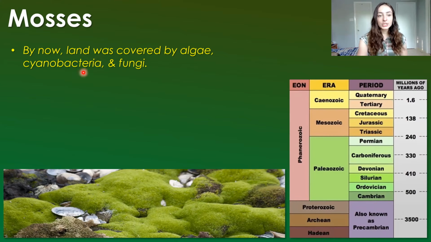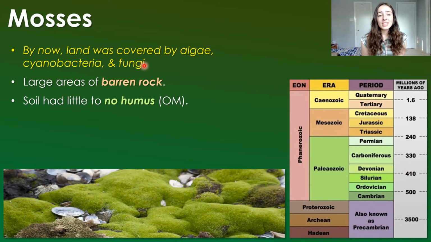The land during this time was, wherever it was covered, covered by algae, bacteria like cyanobacterial mats, and fungi, but there were still large areas of barren rock. And soils had little to no humus or organic material, because what are they going to make their organic material from? They only have a little bit of fungi, algae, and cyanobacteria. They don't have plants yet.